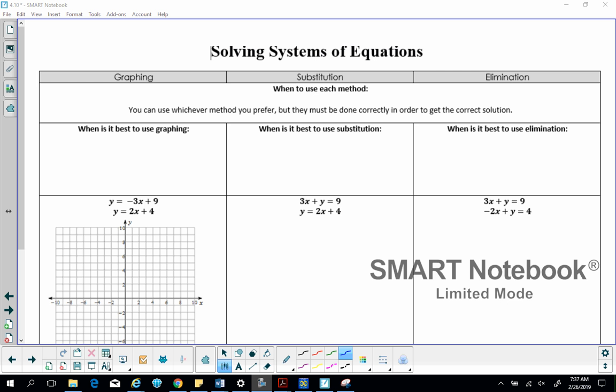Your test in Delta Math is on Friday. The only thing after today we have left is word problems. And I know word problems, if you're like me, I hate word problems. So they will be a little more difficult, but if you get the basic skill, you're going to be good.